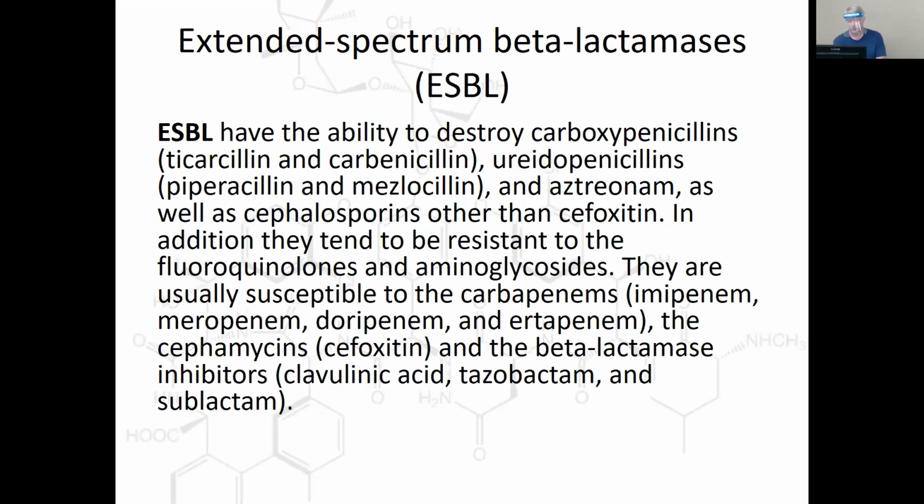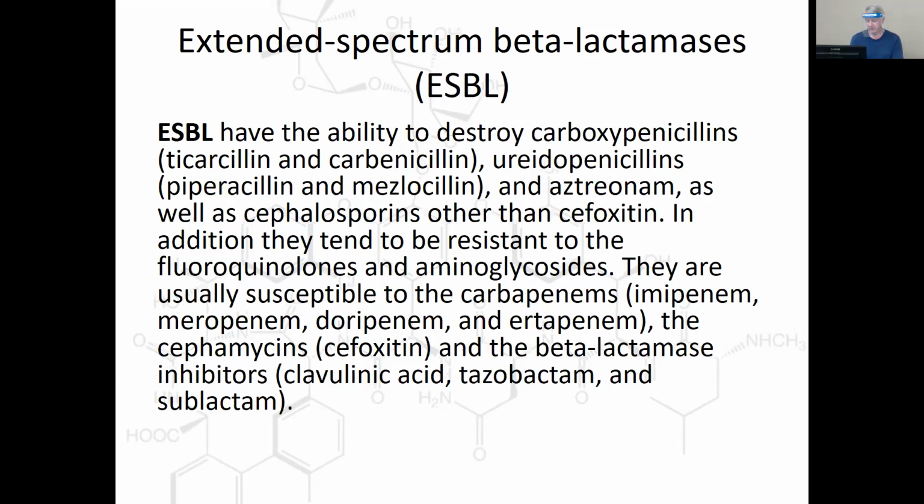It had the ability to destroy carboxypenicillins, ticarcillin and carbenicillin, ureidopenicillins, piperacillin, mezlocillin, aztreonam, as well as cephalosporins and other cephamycins, right? So we've got extended spectrum beta lactamases, meaning that organism is now producing beta lactamase enzymes that are really causing havoc with the antibiotics that we're giving.